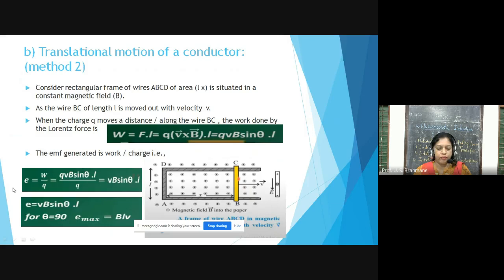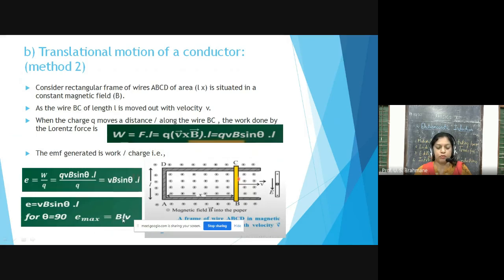We know that electromotive force E is equal to work done upon charge. So the work done is QvB sine theta L, divided by Q. That is equal to vB sine theta times L. So this is E. Now E is maximum when theta is 90 degrees.